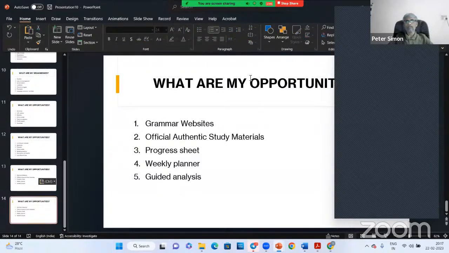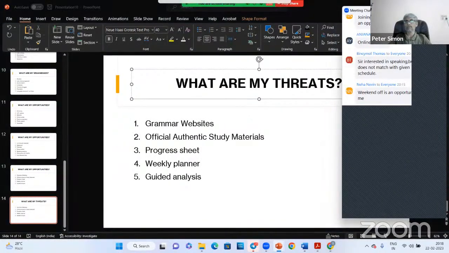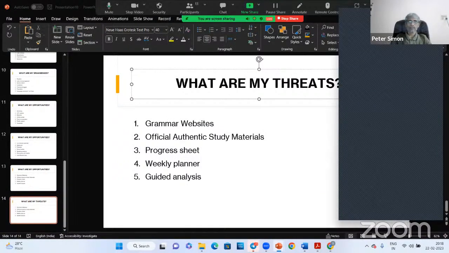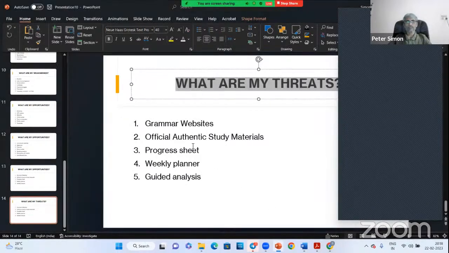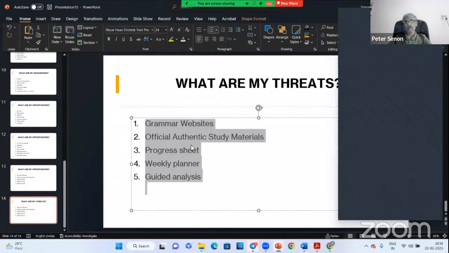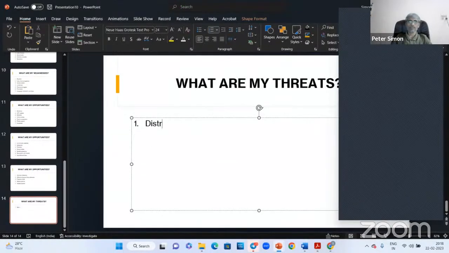Now, what are my threats? Threats means dangers, hazards, difficulties, problems. Number 4 is threats. What are my threats? So, for example, disturbance. See, for example, there's a lot of disturbance outside.